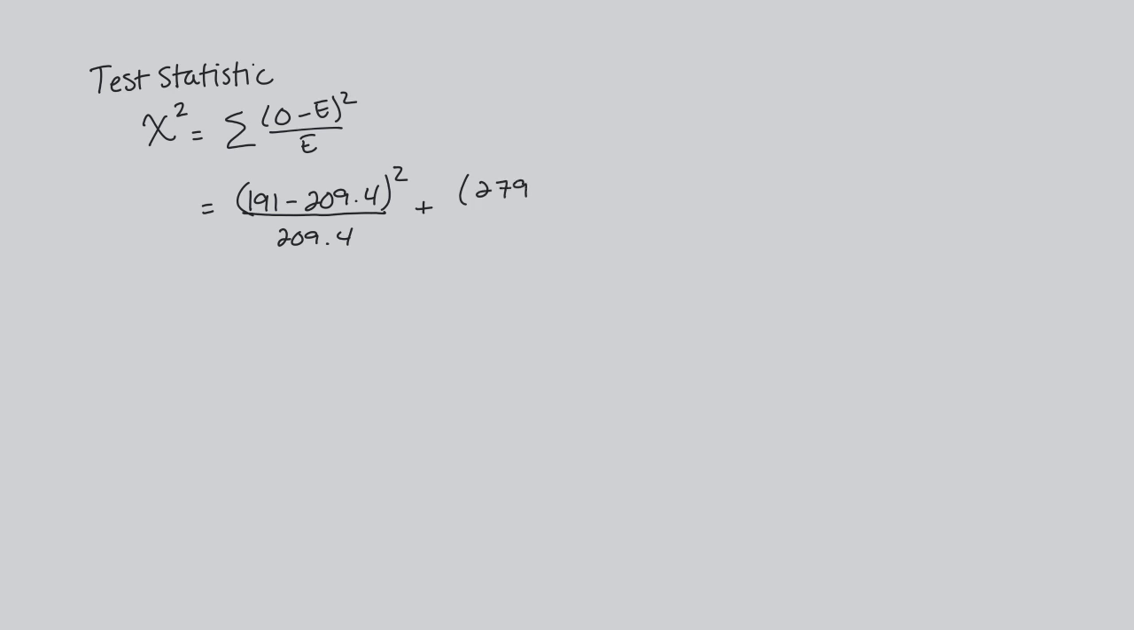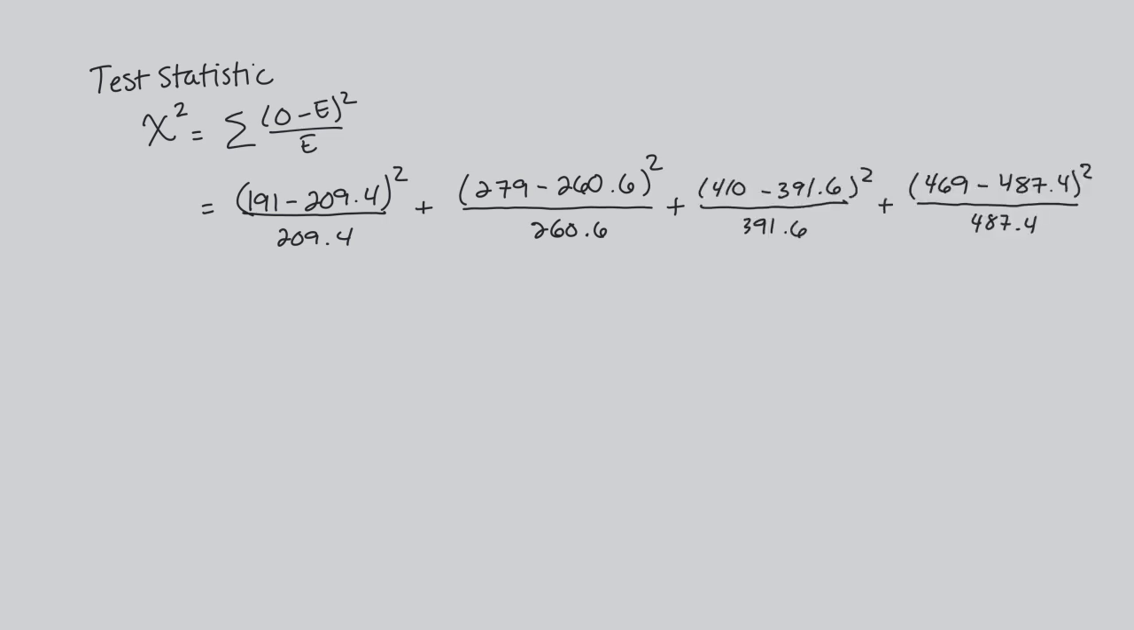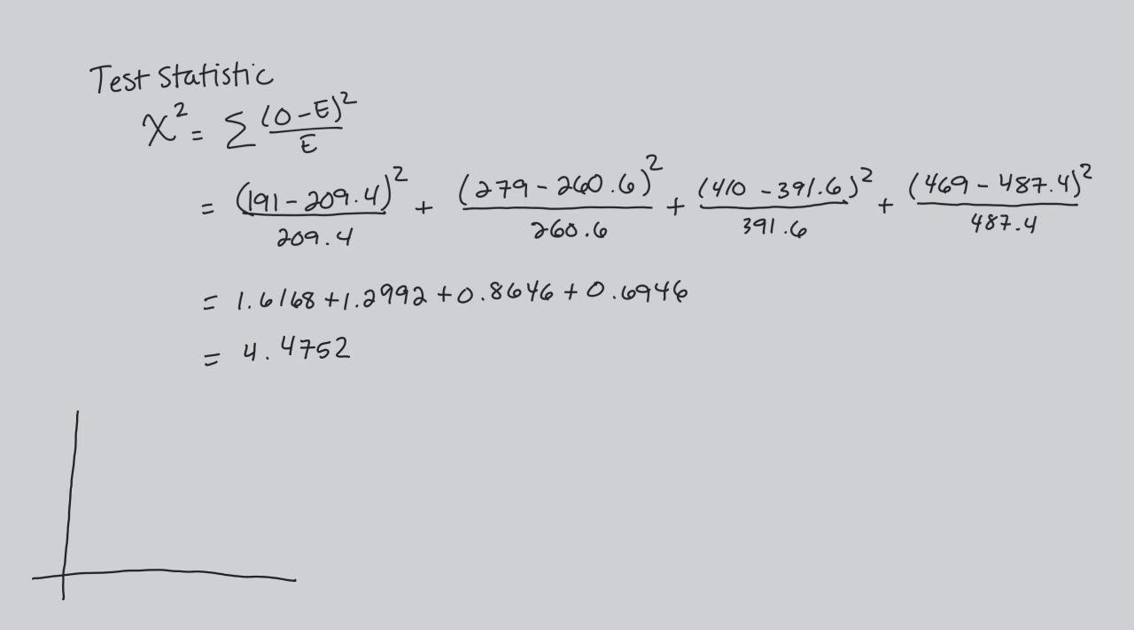For the second cell, our observed was 279. Our expected is 260.6. We'll square that difference and then divide by the expected, which is 260.6. We'll continue this process for the next two cells so that we have these four expressions to evaluate and then add together. So there we have 1.6168 for this first fraction here. Anyway, when we add them all up, we get 4.4752.